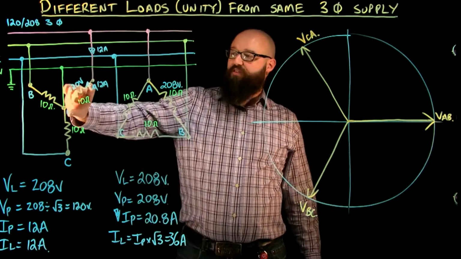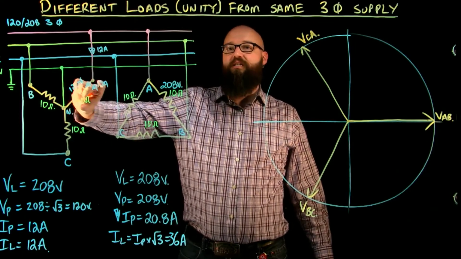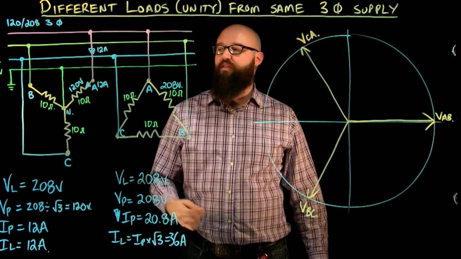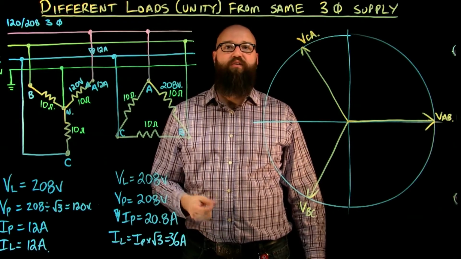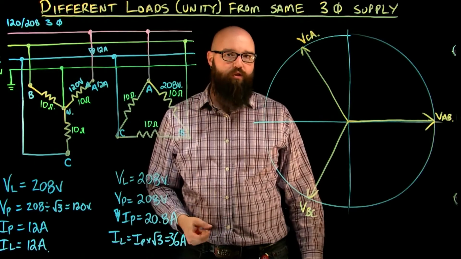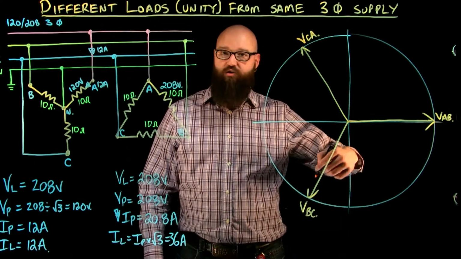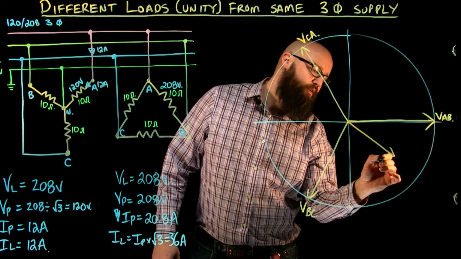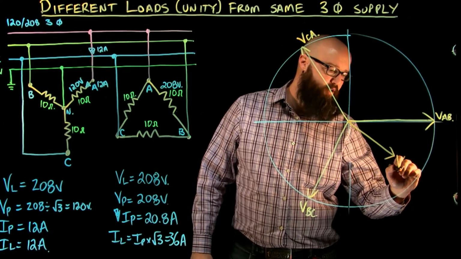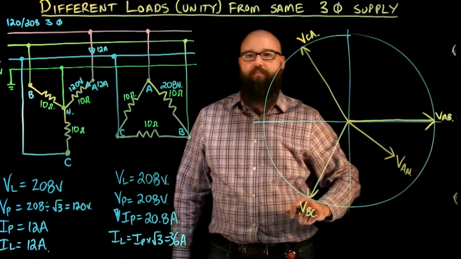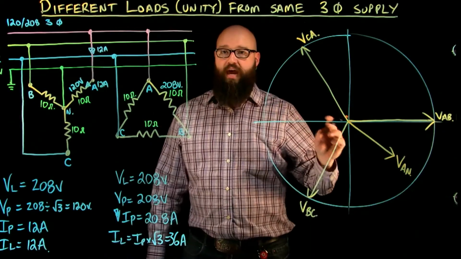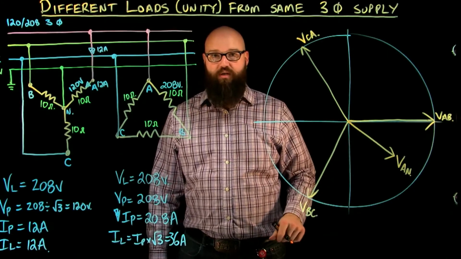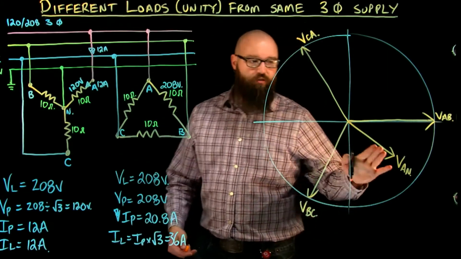Now, with these Y-connected phases, I have a 120 volt. One of the rules with our Y-connected system is that our phase voltage will lag our line voltage by 30 degrees. So we're going to draw that on here as well. Here's our 120 volt. I'm just going to call it VAN. That's our 120 volts, A to N, lagging our line voltage VAB by 30 degrees. So there's our voltages on there.